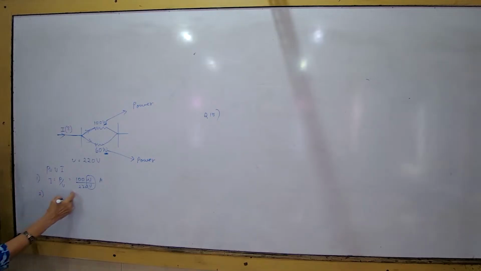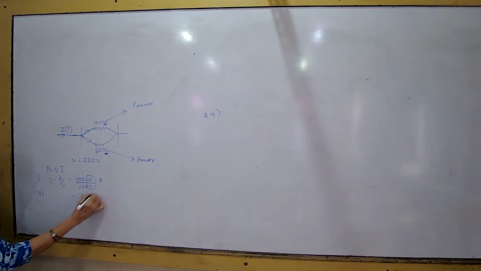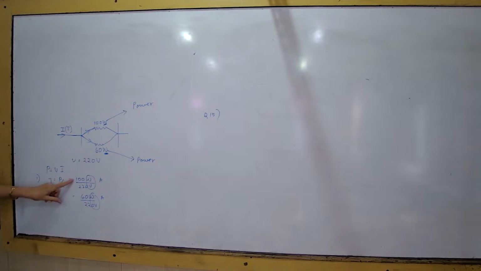Second case, you find out the same thing. It is going to be 60 watt divided by 220 volt, again in ampere. Add up these two. Ma'am, I found a decimal for the first one at 0.45 and for the second one at 0.27. Okay, add it up. How much will you get? Ma'am, that is going to be 8 by 11. Okay, then do it.